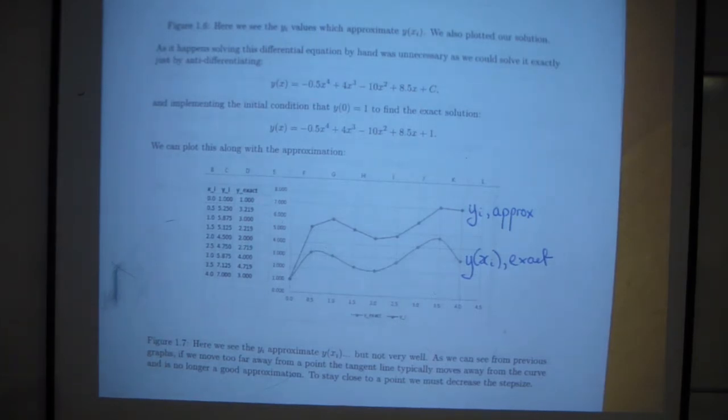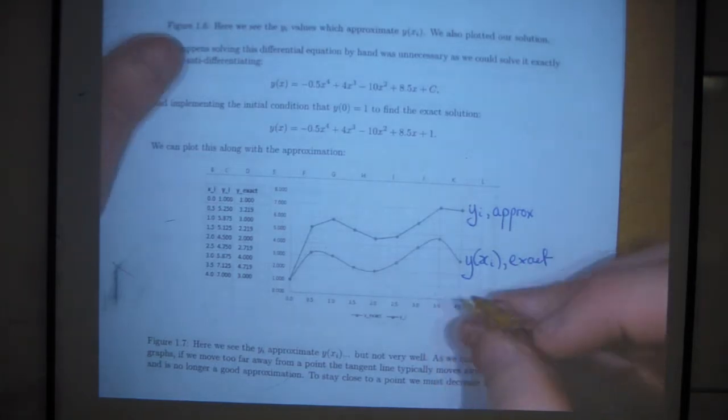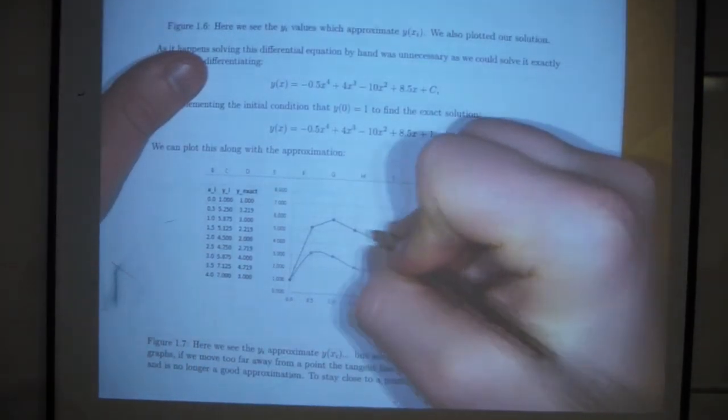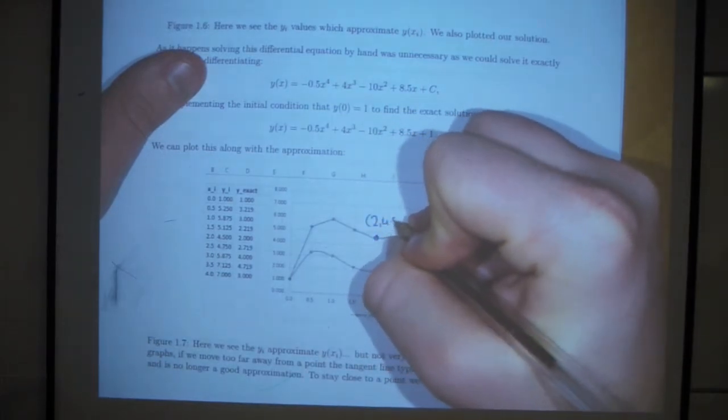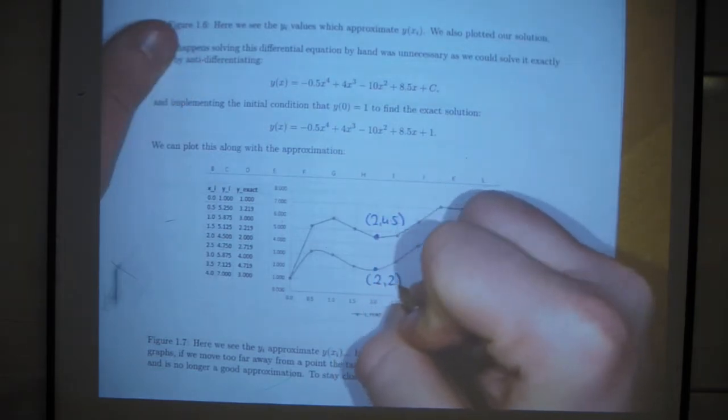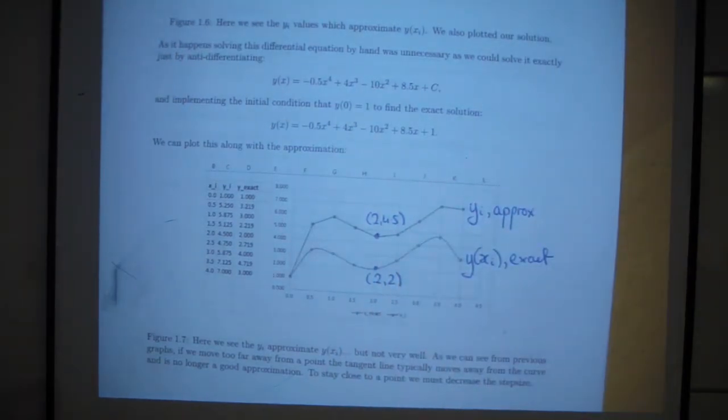Maybe in particular we might just look at the points at 2. So at 2 the approximation is 4.5 and the exact solution is 2. Now obviously that's a diabolical error. I don't mean that we haven't done anything wrong. It's just the numerical method isn't precise enough. It's not accurate enough, sorry. The precision isn't the problem, it's not accurate. So here we see the yi approximate the y of xi, but not very well.